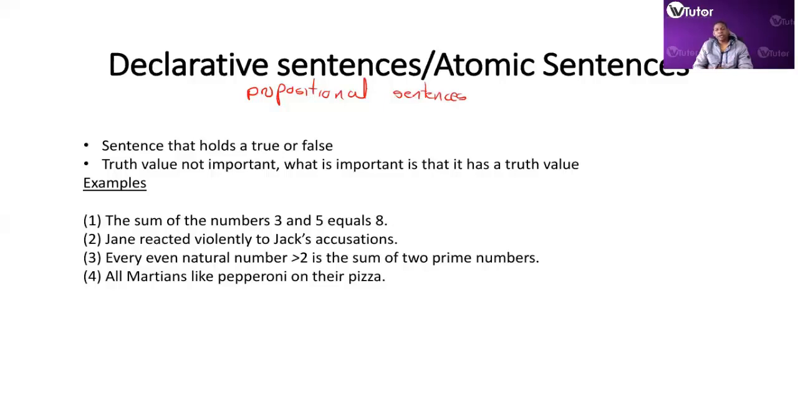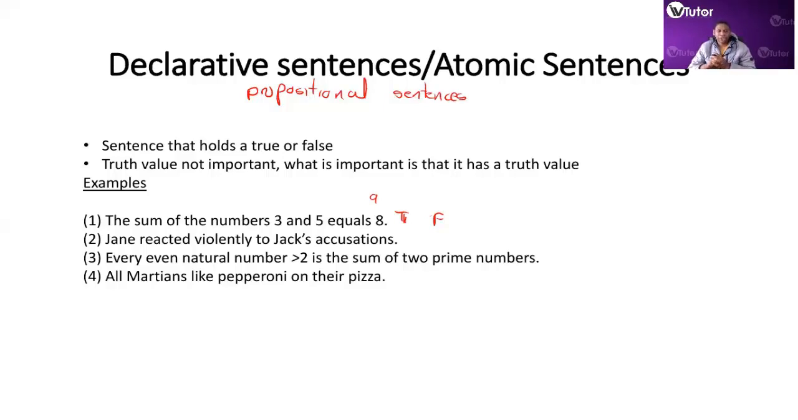If we look at an example of a declarative sentence, we can look at: the sum of numbers 3 and 5 is equal to 8. We know that this statement is true, so we can assign true. Alternatively, if it was 9, we could assign false. But what it means is that we know it is a propositional statement because it has a true or false output.